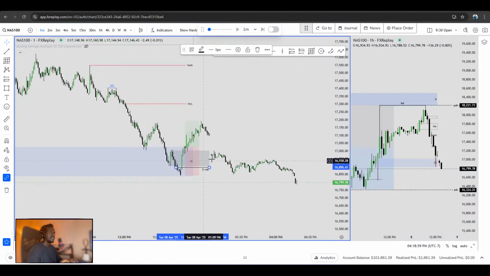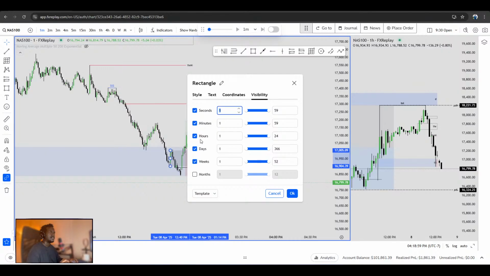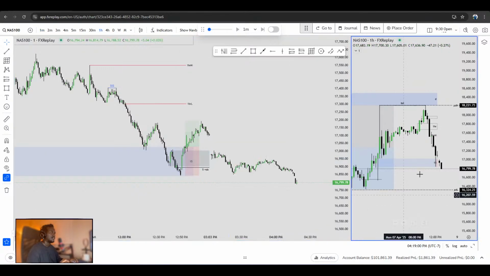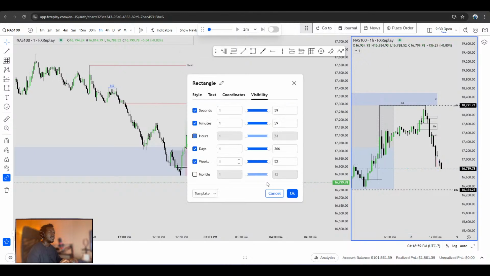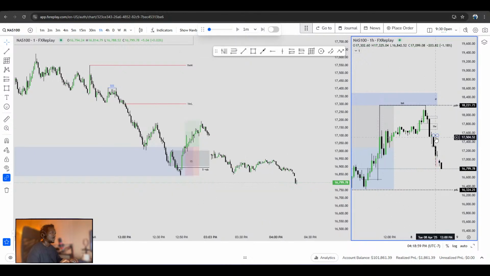Clean up. Anything below 1 hour doesn't need to be seen on the 1 hour chart. This is the 15 minute. I don't need to see that. So that's the 1 hour high, the 1 hour low. That's okay.